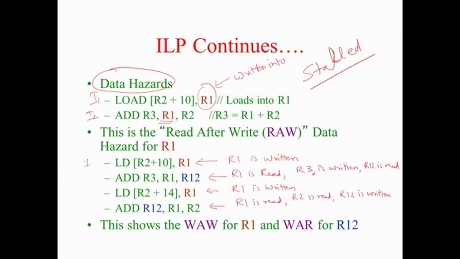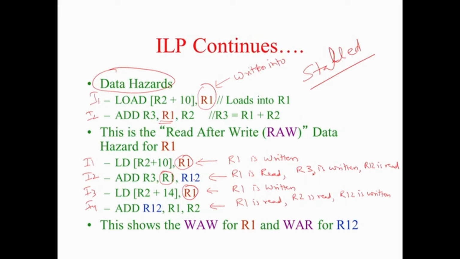Now, between 1 and 2, there is a read after write hazard because R1 is written and R1 is read. So, there is a read after write hazard between 1 and 2. Let me call it I1, I2, I3. Between 3 and 1, please note that there is something called a write after write hazard.